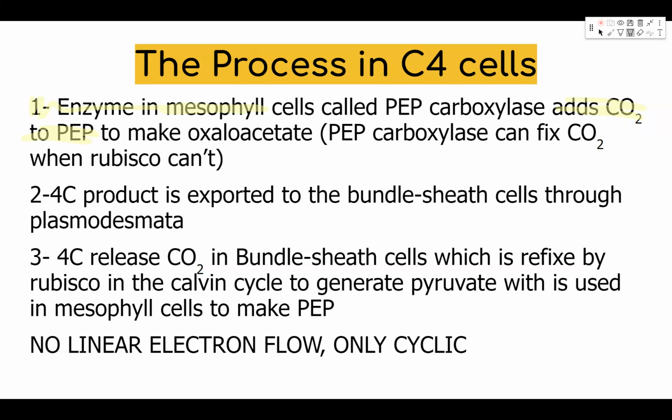So our second step is our 4-carbon product is now going to the bundle sheath cells. We get that C4 product to our bundle sheath cells, and they go through plasmodesmata, which, if you remember from our cell transport lesson, we have our cell walls, right? And we just have these little holes in our cell walls. They're essentially holes in the cell wall where the cells' cytoplasm is connected.